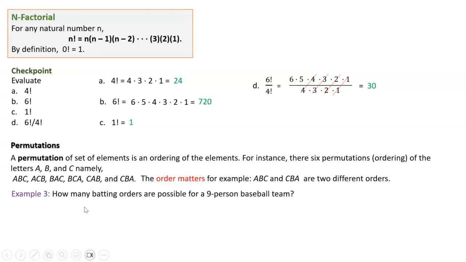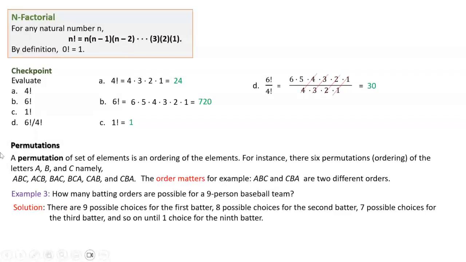Example, how many batting orders are possible for a 9-person baseball team? Right, there are 9 possible choices for the first batter, 8 possible choices for the second batter, and so forth, all the way till you get to the 9th batter. Right, so this is equivalent also to 9 factorial.